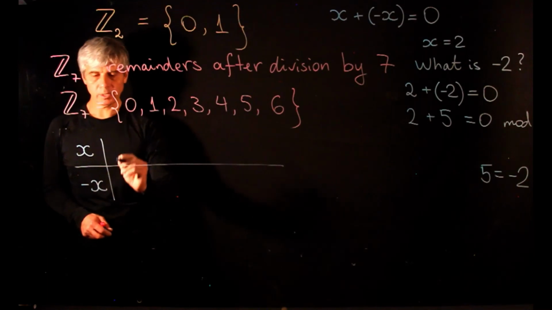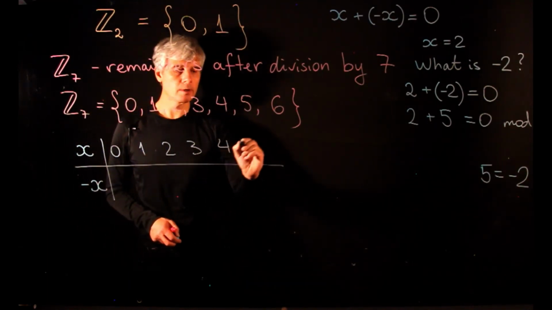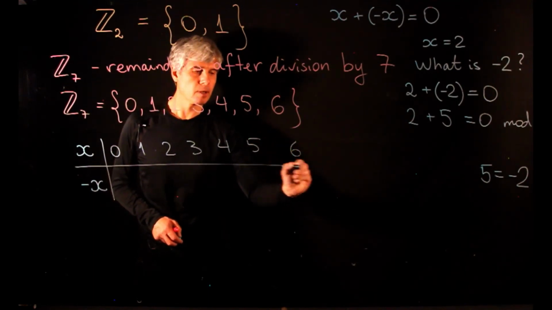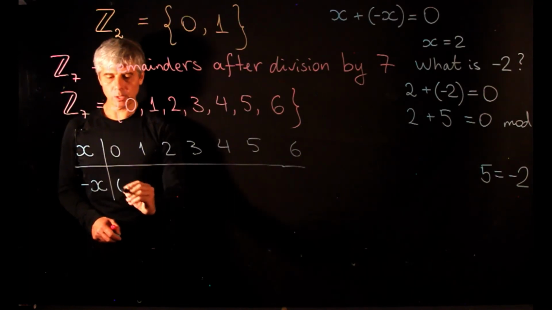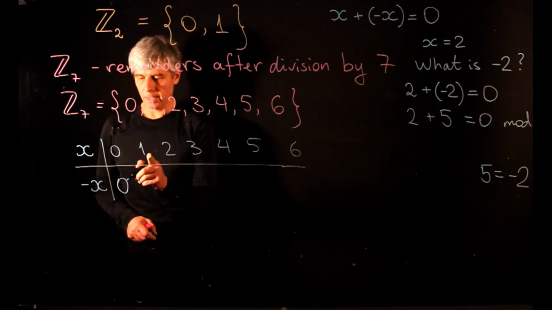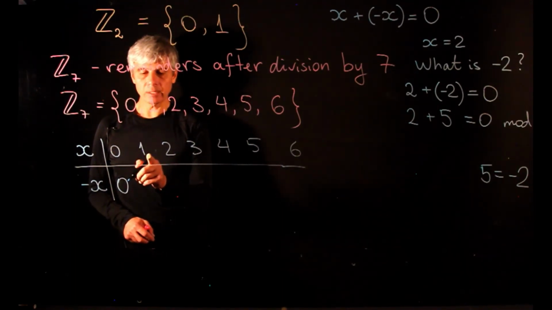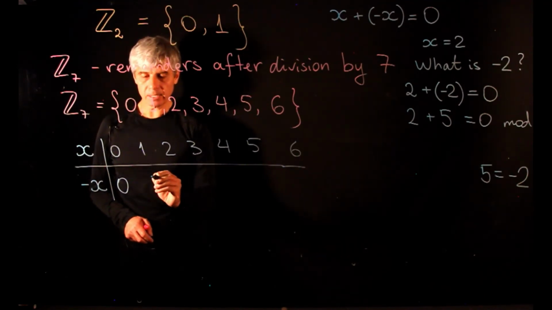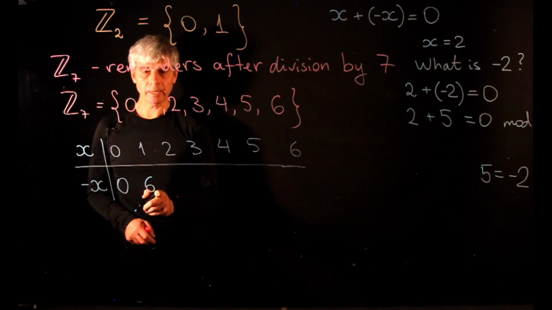And x could have values 0, 1, 2, 3, 4, 5, or 6. Now, what are opposites? So what's the opposite of 0? Well, the opposite of 0 is 0. Now, what's the opposite of 1? So the opposite of 1 is something that, when added to 1, will give us a remainder of 0. And that is clearly a 6, because 1 plus 6 will have remainder of 0 after division by 7.